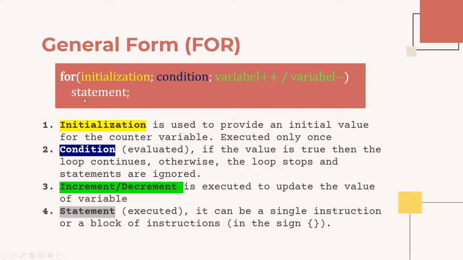And the last is statement. Statement is something that will be executed by the program. It can be a single instruction or a block of instructions within curly brackets. Note that initialization and increment or decrement are optional. So we can create a program that only uses the condition, without initialization and without increment or decrement. But it's important to be careful about the condition and initialization of the loop so we can avoid an infinite loop.